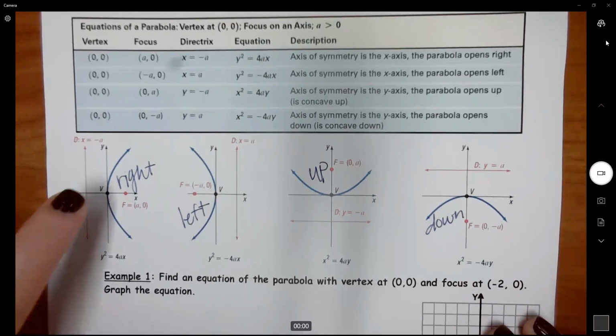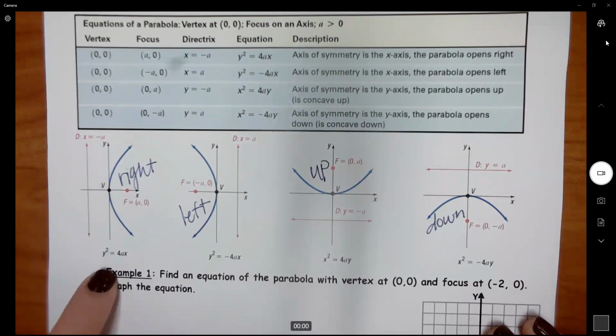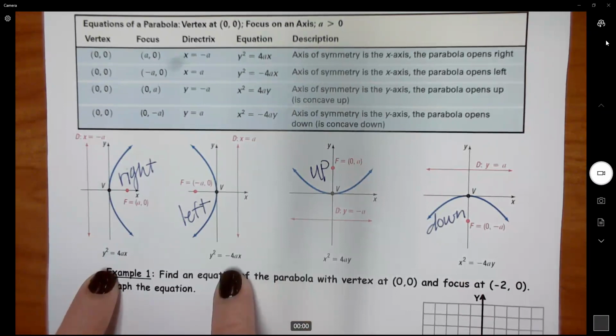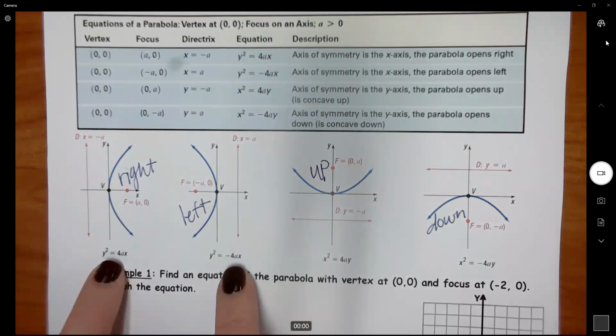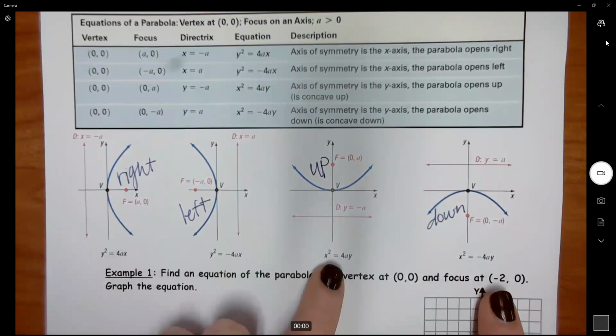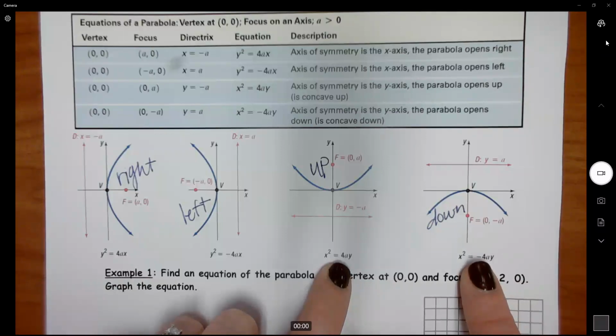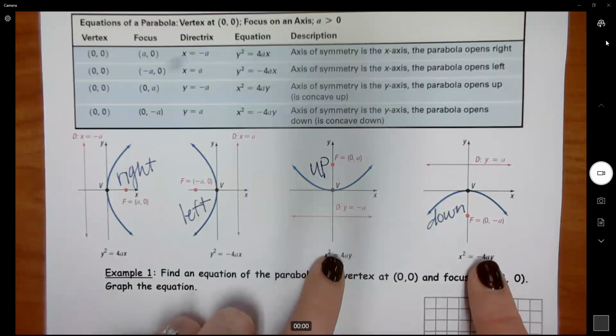When it is opening to the right, we will use y squared equals 4ax. When it is opening to the left, we'll use y squared equals negative 4ax. So the only difference is that this one has a positive 4 and this one has a negative 4. If it is opening up, we use x squared equals 4ay, and if it's opening down, we use x squared equals negative 4ay. Again, the difference between the two is that up is a positive 4 and down is a negative 4.